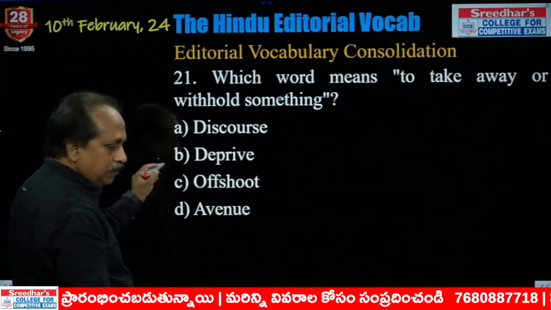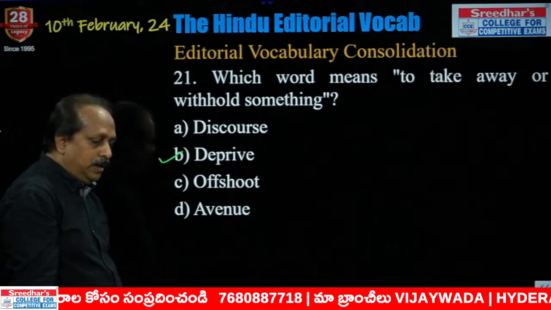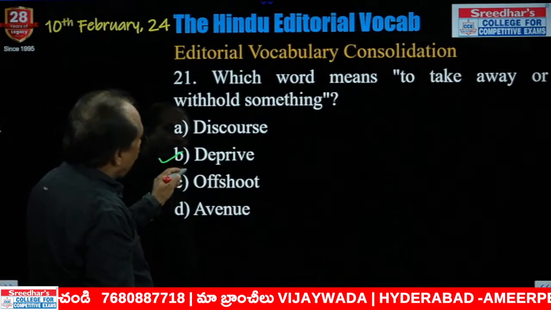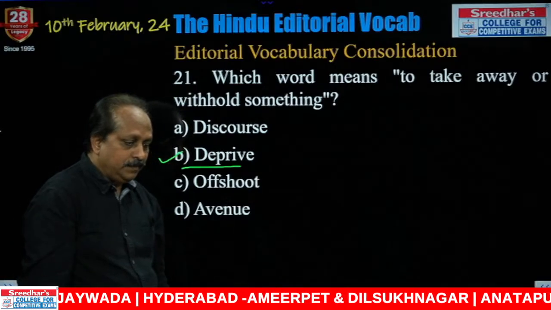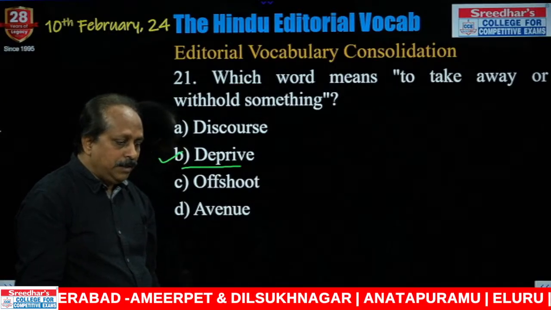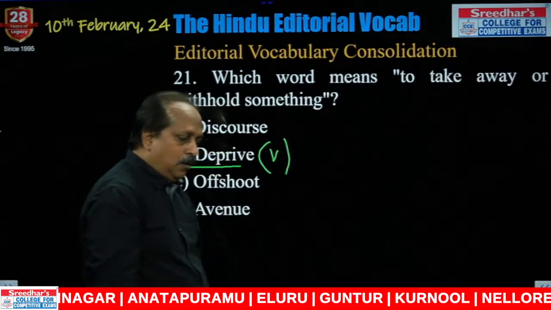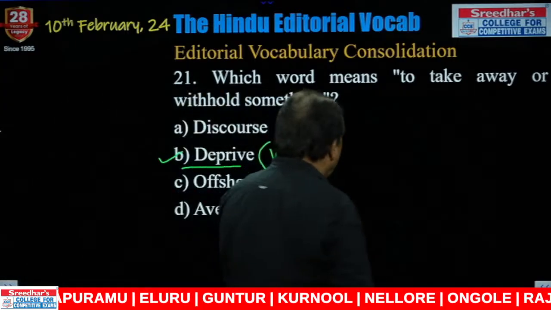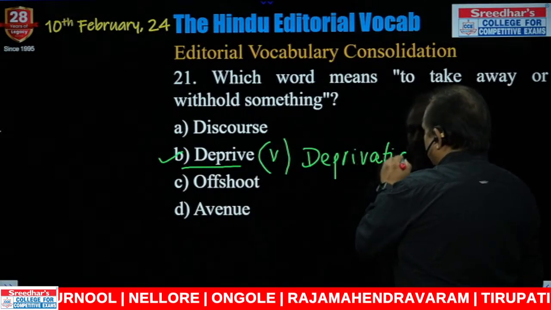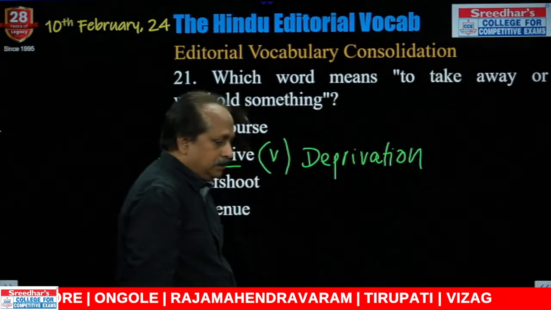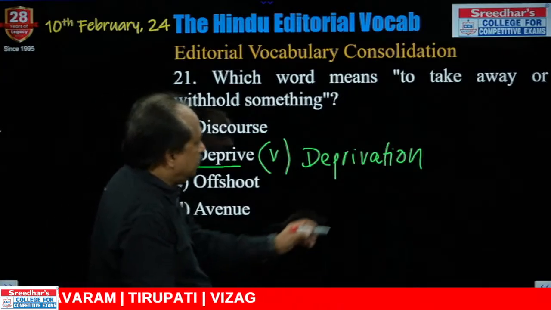21, B, very good. Bhargav, first one, I suppose. After that, I see a lot of students. 21B, deprive. What is a part of speech? Deprive. Write the part of speech. Good. Deprive is a word. Write the part of speech. Part of speech is a verb. And what is a noun form? You have to know the word forms. Very important. Deprivation. Deprive is a verb. Deprivation is a noun. This is a noun form.